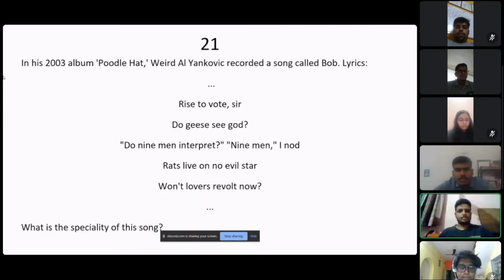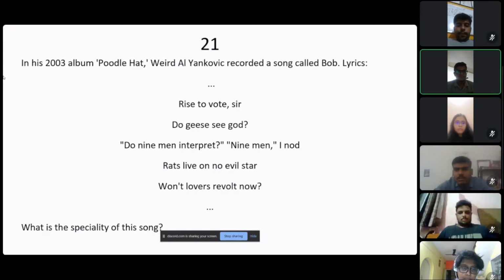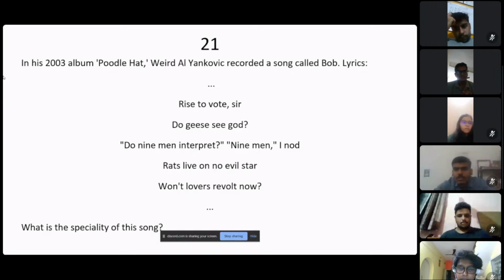P7. Pass. P1. P2. It is made of palindromes. Say pass at least. Yes, the correct answer is palindromes.